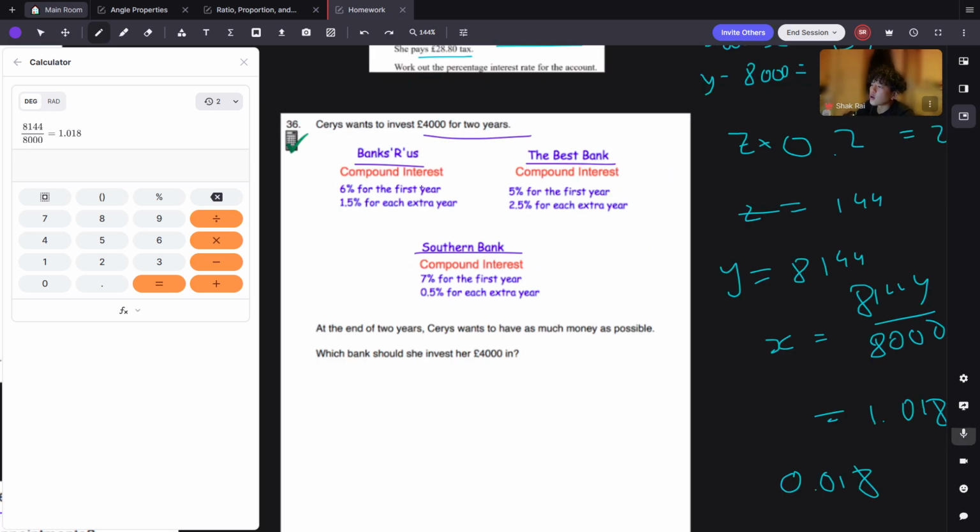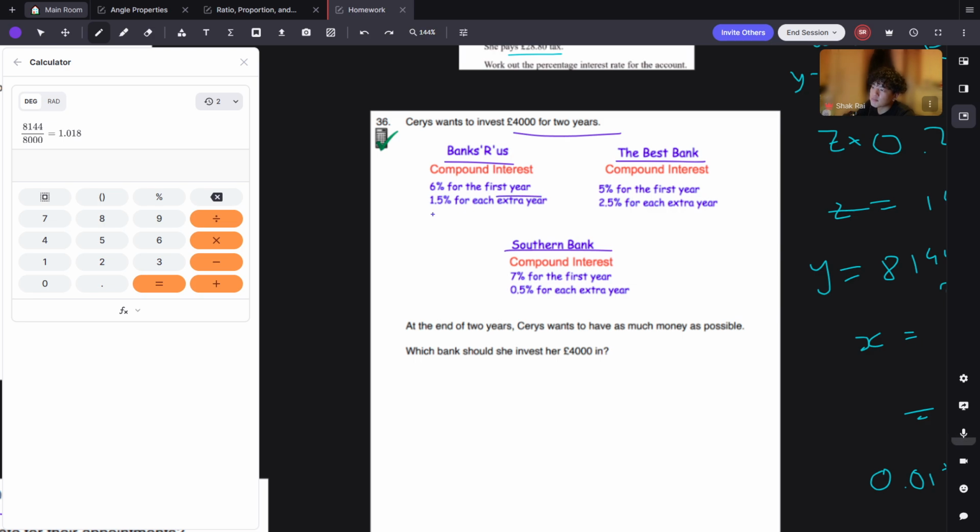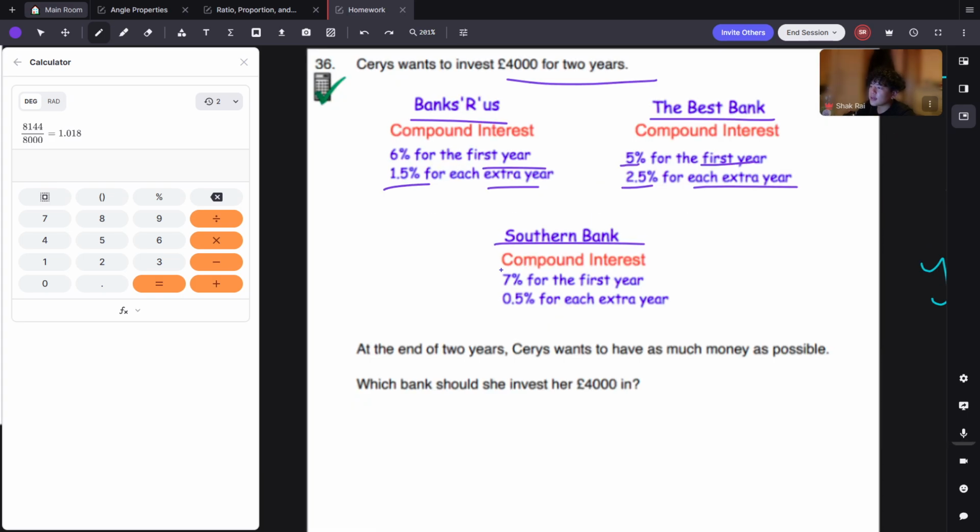So we're told that the compound interest is 6% for the first year and 1.5% for each extra year. So there's 5% for the first year, 2.5% for every extra year, 7% for the first year, 0.5% for each year after that.